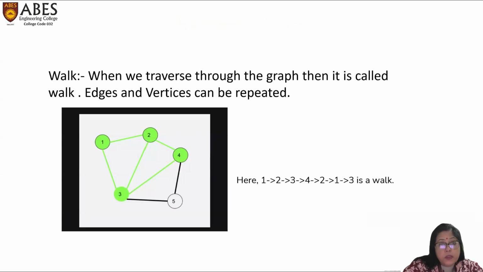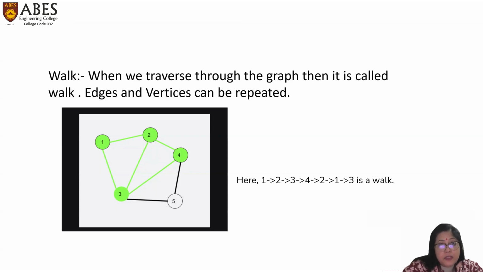Now, what is a walk in the graph? When we traverse through the graph, it is called a walk. In a walk, the edges and vertices can be repeated. Now, here we see an example. Here a graph is given in which there are how many vertices? There are 5 vertices, named 1, 2, 3, 4, and 5.